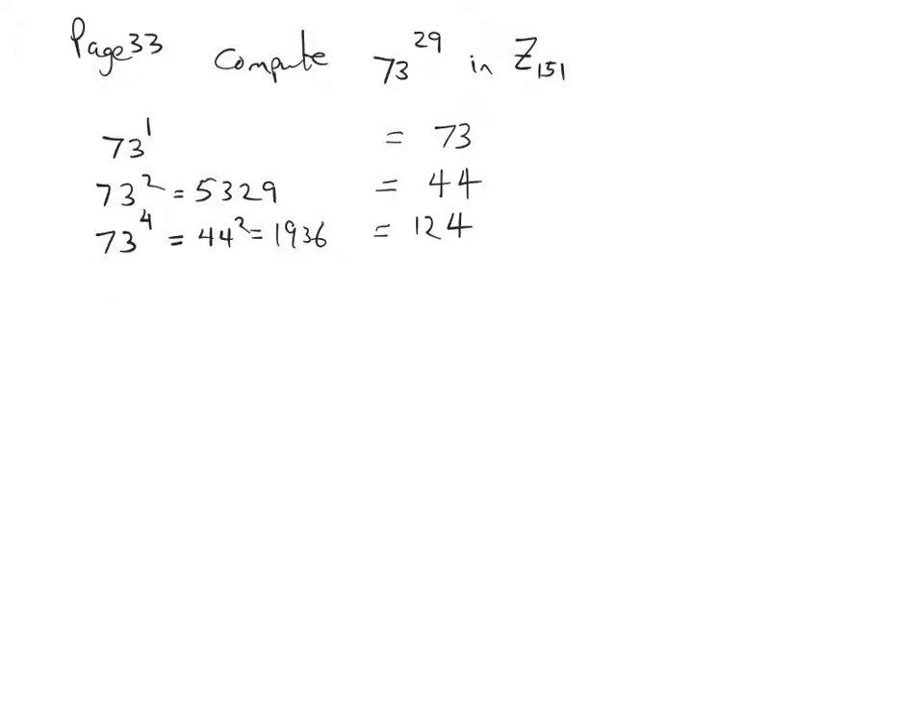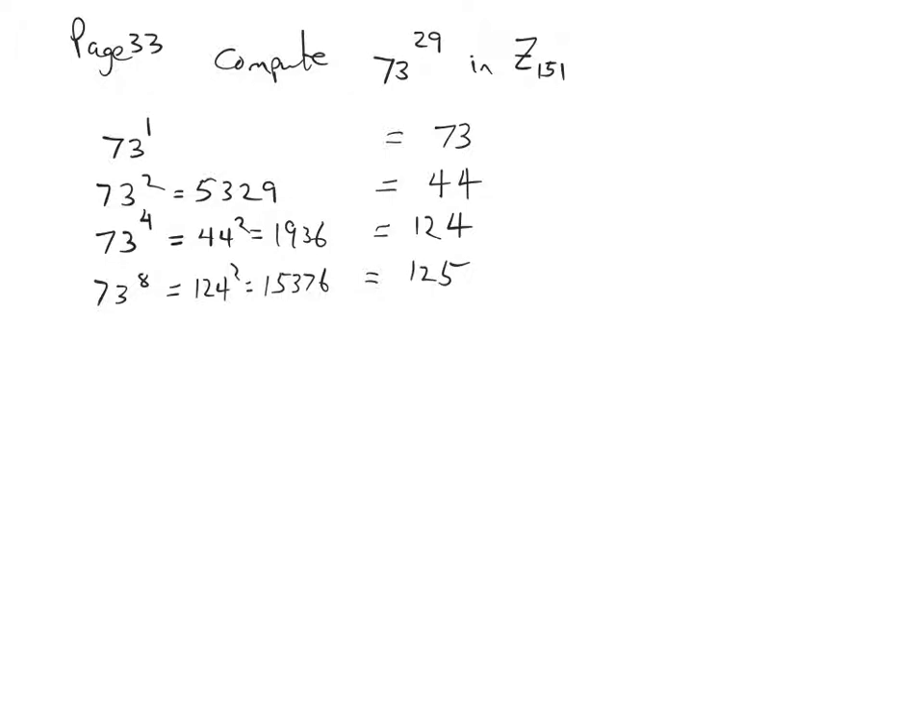We continue like that, so 73 to the 8th is 124 squared, the previous value squared, which is 15,376. We divide by 151, get 101 point something, so I subtract the 101, multiply the change by 151, and it's 125.